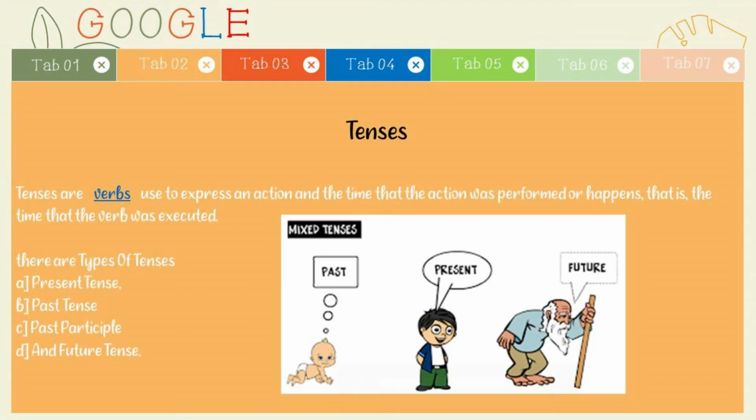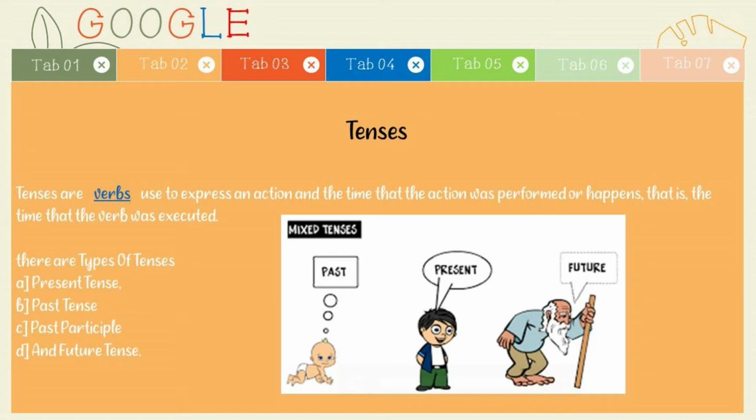Tenses. First, we are talking about tenses. Tenses are verbs used to express an action and the time that the action was performed or happens. That is the time that the verb was executed. If something happened today, the verb to be used will be different from the verb to be used if something happened yesterday or will happen tomorrow.